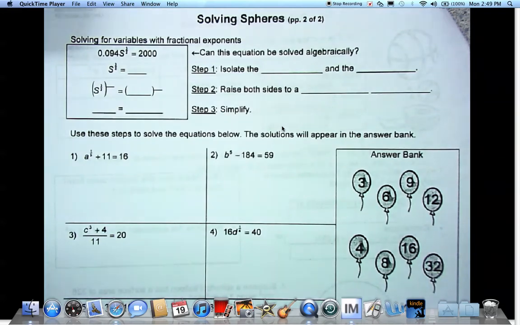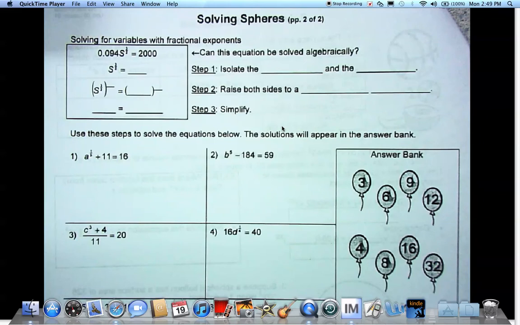2 to the x equals 8 to the x plus 3. Remember doing these, where x is in the exponent? You remember what we had to do first? Get these bases the same. Now this is a 2 and this is an 8. Can we make this 8 a 2?